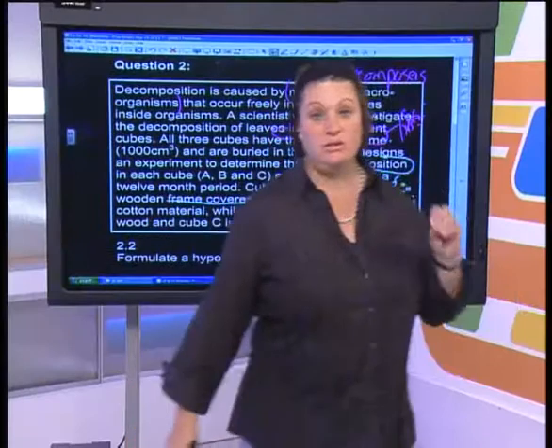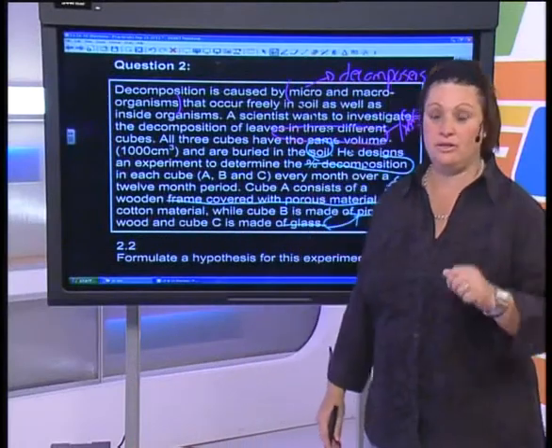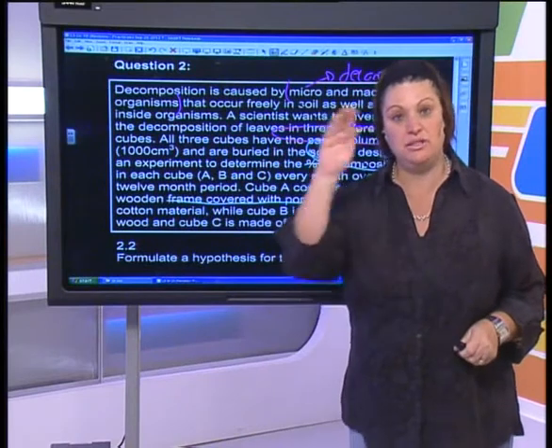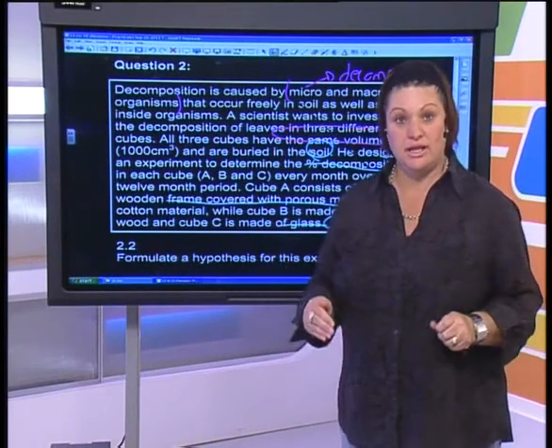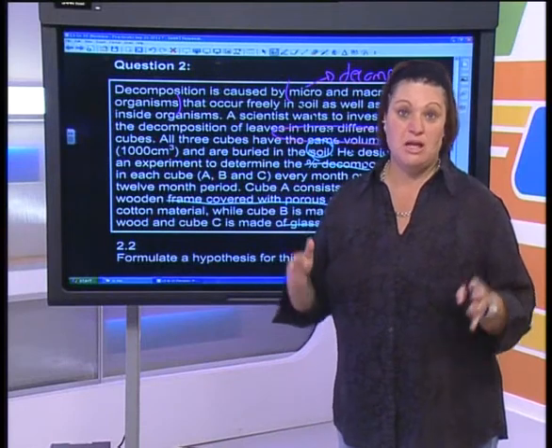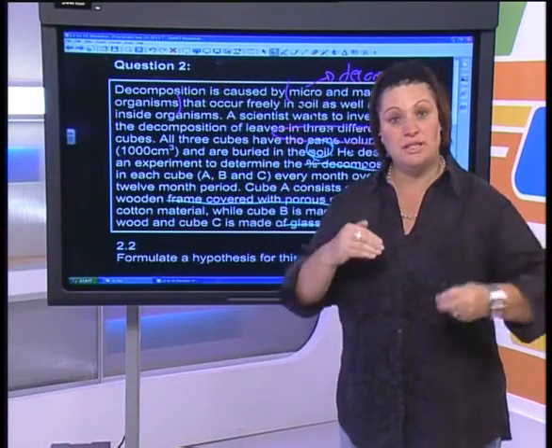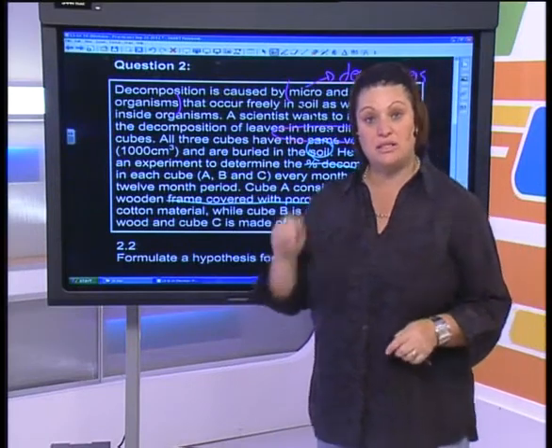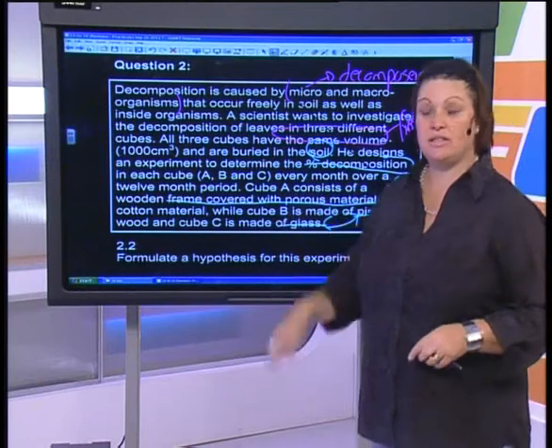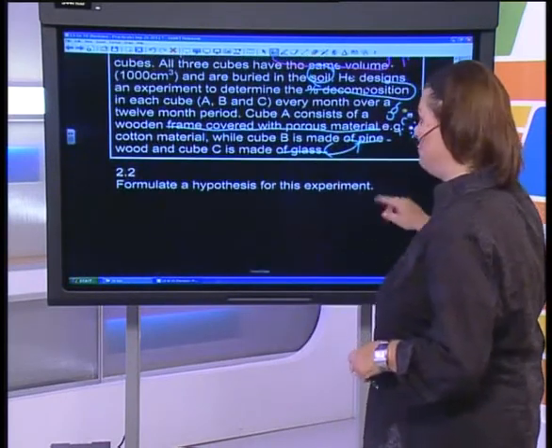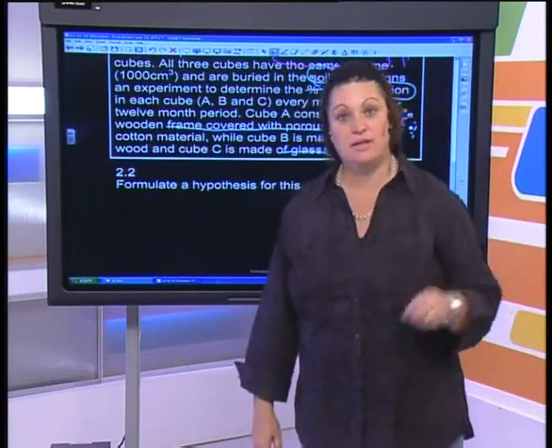Now, when you look at your experiment, what are you looking at? You have got 3 different cubes. They're made out of different materials. So that is the only thing that is different about them. So the movement of the micro and macroorganisms into and out of the box is going to be dependent on these 3 cubes. Now formulate a hypothesis.